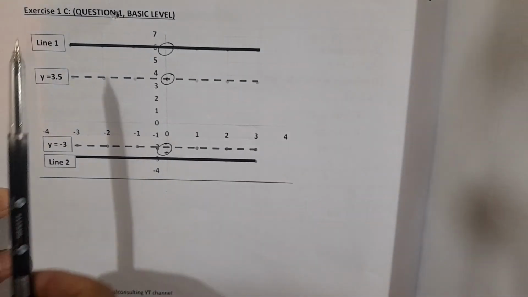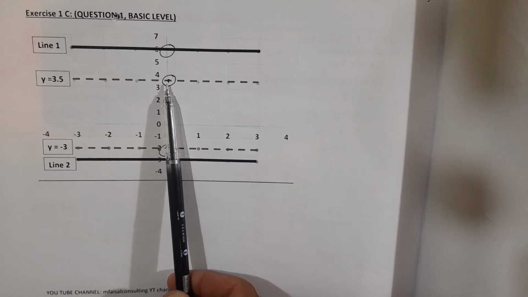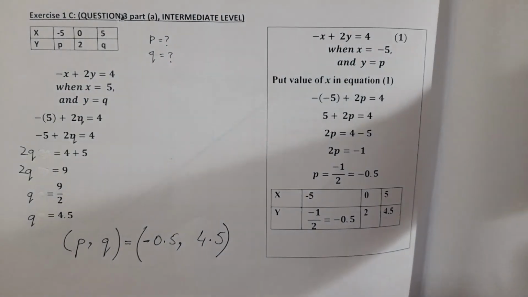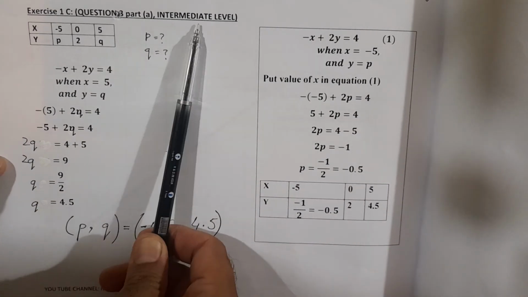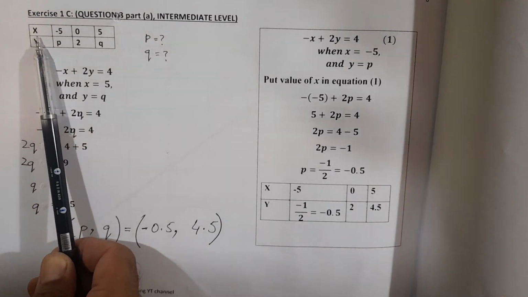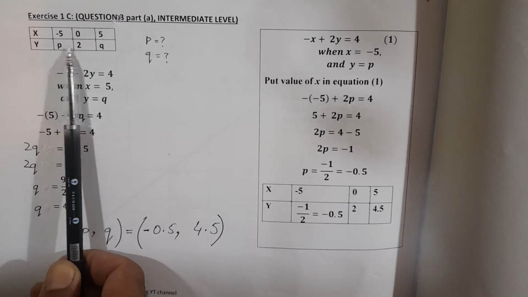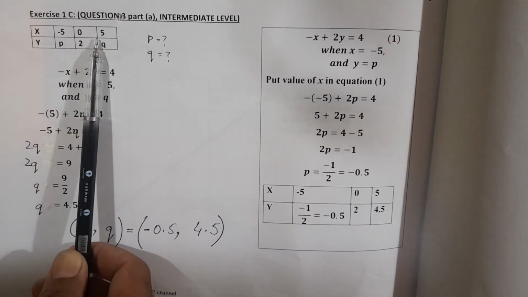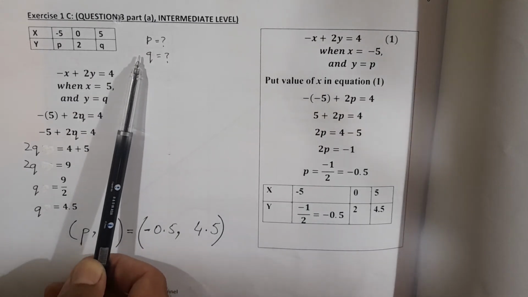Basic level questions. This is a line on the y-axis 3.5, y-axis minus 3. Now, intermediate level, exercise 1C. We have the table: x is equal to minus 5, y is equal to p; x is 0, y is 2; x is 5, y is q. So we have to find the value of p and q. Both are unknown.